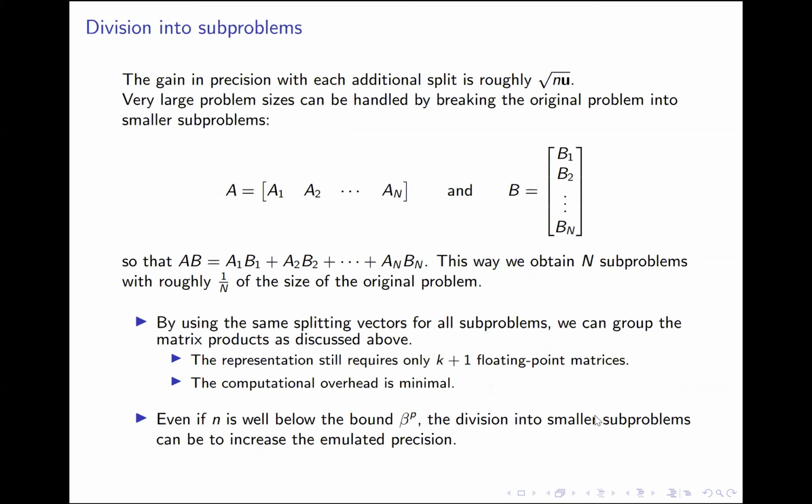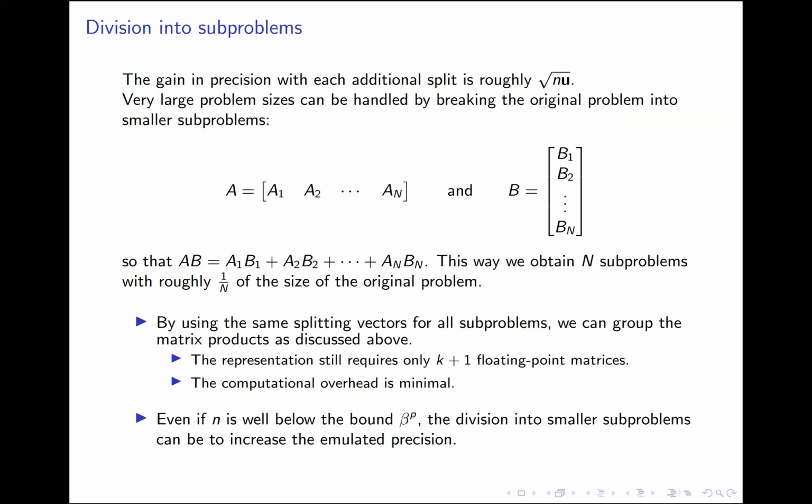For instance, if our problem dimension is extremely large, then we would like to break the original problem into smaller subproblems, because if n becomes too large, then the gain in precision for each additional split becomes smaller and smaller. And if n would be extremely large, then this scheme would not even be applicable anymore. Of course, it would be a very tough problem either way, but in general it might be beneficial to break the original problem into smaller subproblems.